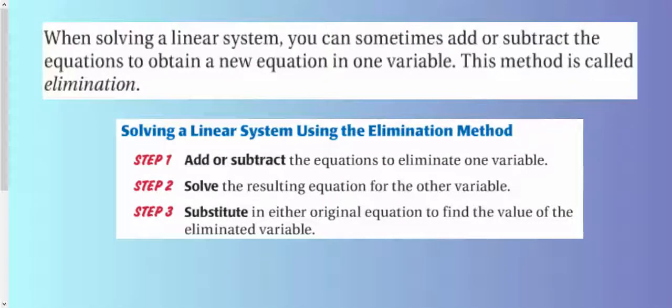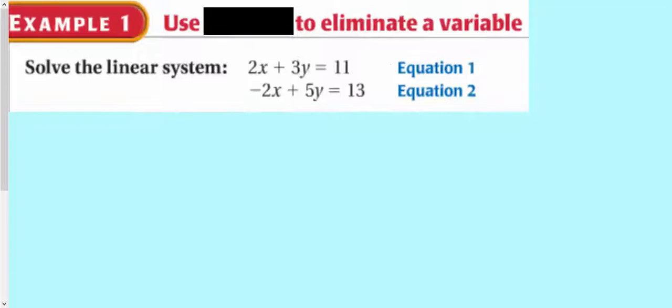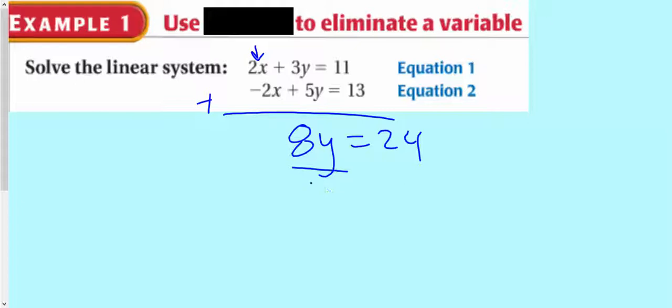Here are the steps. I'm not going to be doing the subtraction method because kids make mistakes. I've been teaching this for a while, and it's easier to multiply by -1 and then add them. So here's what we're going to do. These ones are already ready to go. You have the 2x and the negative 2x. If I add them together, it gives me 0, so one of the variables eliminates. Then 3y and 5y is 8y. 11 plus 13 is 24. Divide by 8 and you're done.